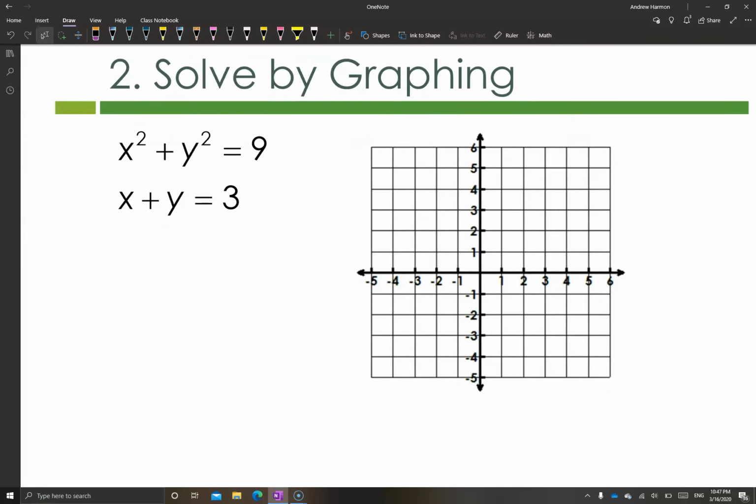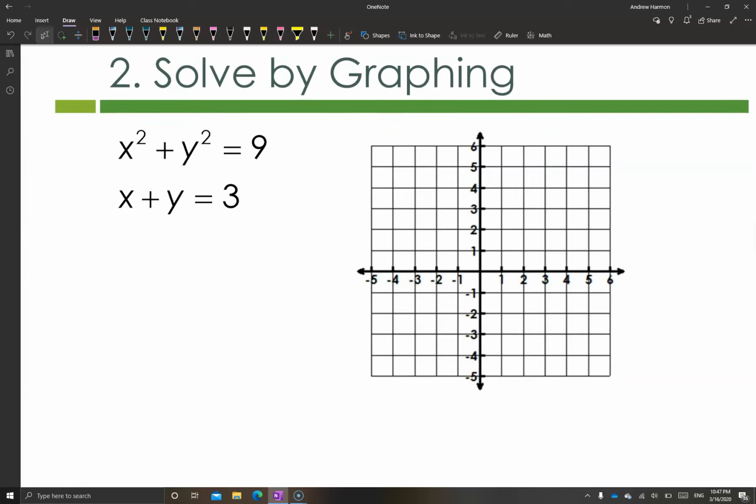So again, we want to look at the two equations and first just identify what type of equation it is. This first equation is the equation of a circle because there's that x squared and the y squared. And again, when we're graphing circles, we identify the center and the radius. So the center of the circle is 0, 0, and our radius is 3. So we go ahead and graph that center point 0, 0, and count up 3, right 3, down 3, and left 3. And we do our best to make it look something like a circle.